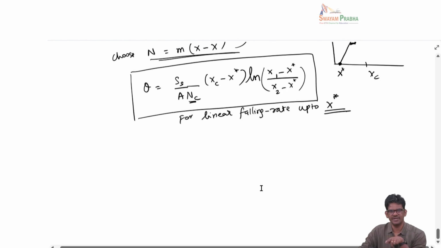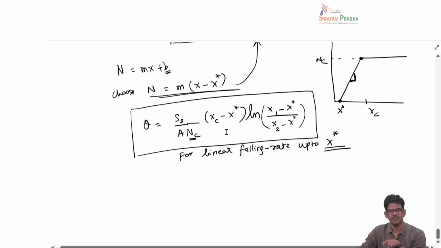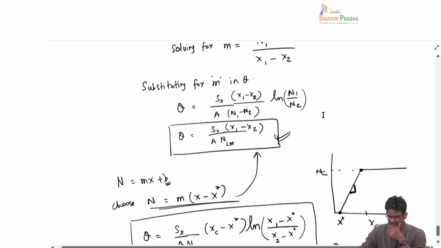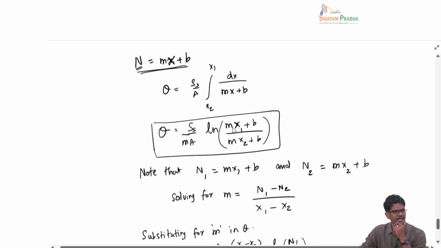The only thing you have to be very careful about is that you can only use this equation if you have a falling rate varying linearly up to the equilibrium moisture content X star. Only then is this applicable. Whereas this other one can be applicable anywhere between X1 and X2, need not be all the way to the equilibrium moisture content. I'll stop here, and in the next class I'll do some problems on constant rate drying and falling rate drying.